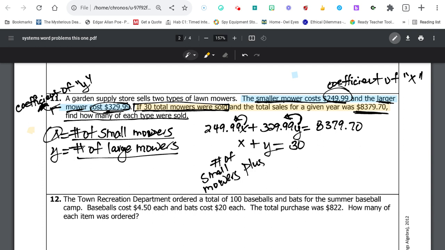Plus the number of large mowers equals 30. That's what that means. Okay.